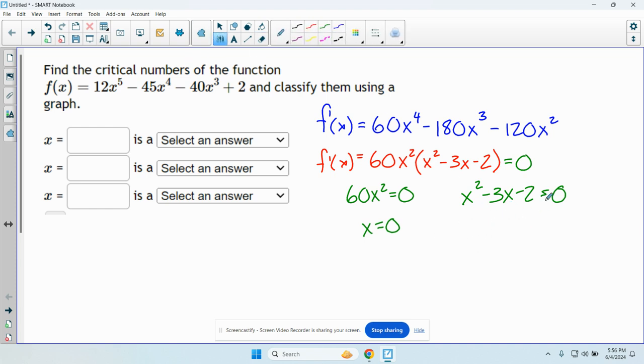So what we're going to have to do is use the quadratic formula here. x equals negative b, so 3, plus or minus the square root of 3 squared, which is 9, minus 4 times 1 times negative 2, which is plus 8, all over 2 times 1. So this is 3 plus or minus the square root of 17.